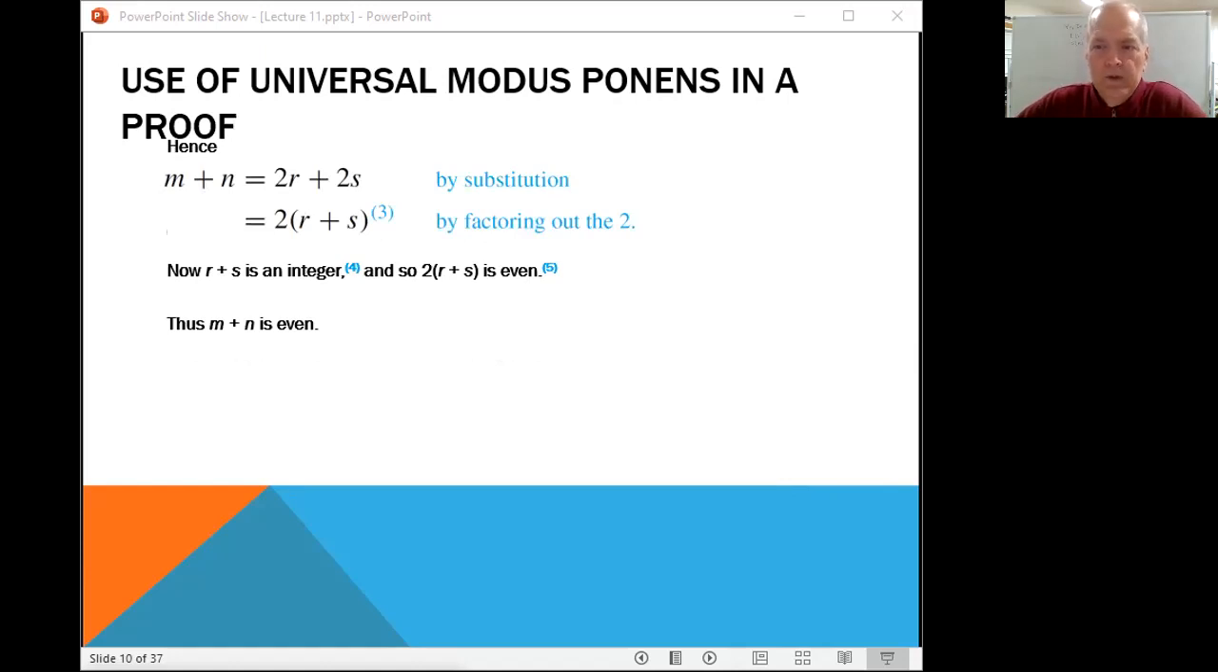Now, remember the sum of any two integers is likewise an integer. And so we get r plus s as an integer, and also then 2 times (r plus s) is an integer. But since 2 times (r plus s) is evenly divisible by 2, that means m plus n is even.